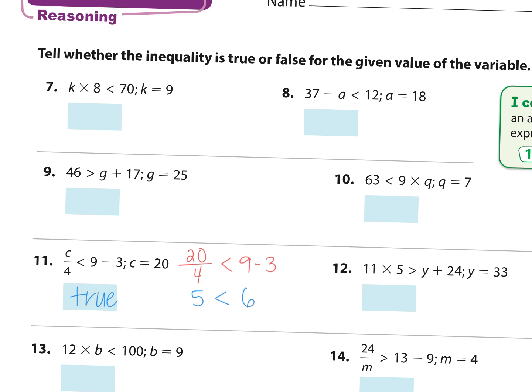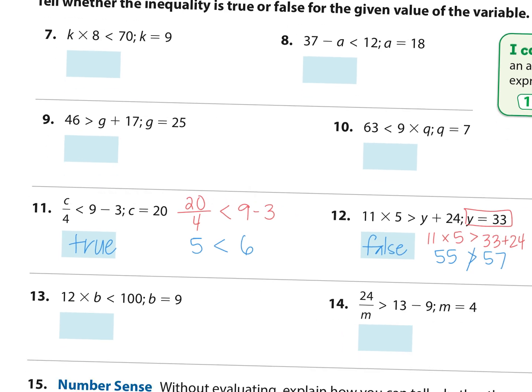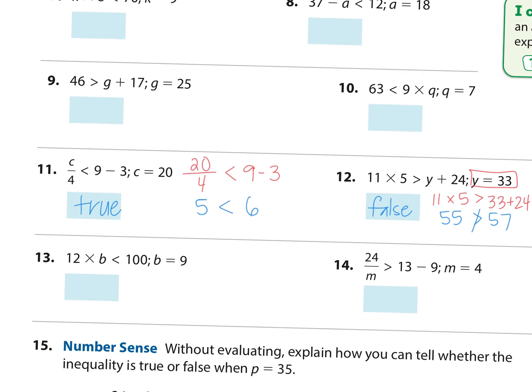Okay, number 12. This one says 11 times 5 is greater than, now I can see that y equals 33, 33 plus 24. So I'm going to solve each expression on either side of the inequality sign. 11 times 5 is 55. Greater than 57. Is that true? No. Draw a slash through it and write false. Okay. You and your table, I want you guys to do 7, 8, 9, 10, 13, and 14. And then we're going to check it.